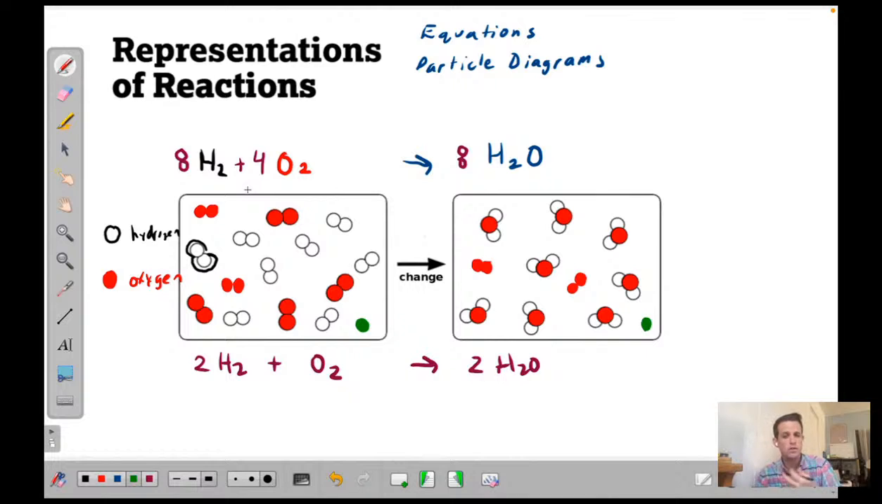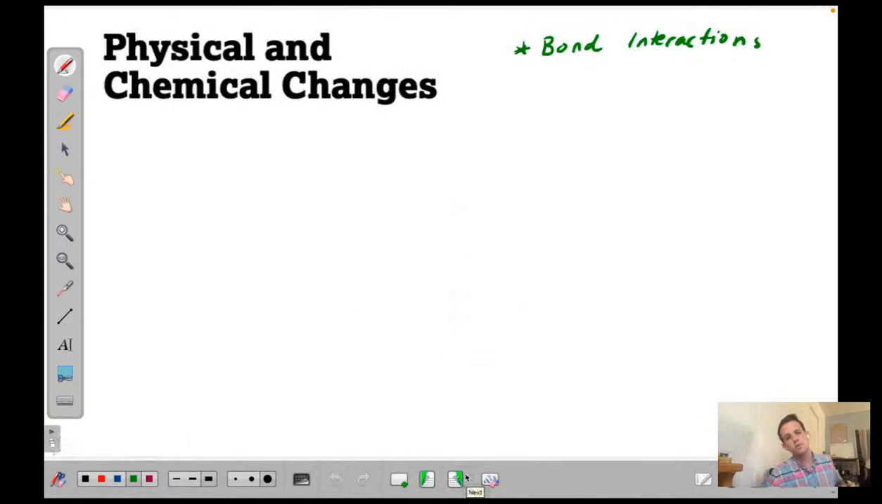Not necessarily the most commonly used when you're trying to do calculations to draw an entire particle diagram, but it is something that AP tests very frequently. Okay, physical and chemical changes, we're back here. So they have physical and chemical changes in the outline of the unit twice, and that's because in this case, they want you to focus more on bond interactions.